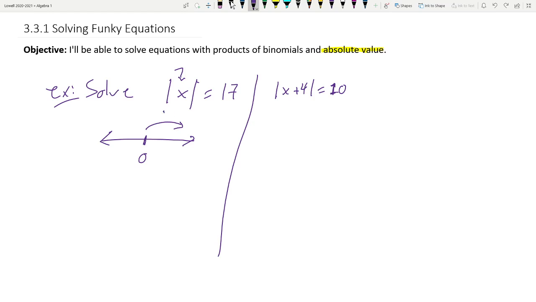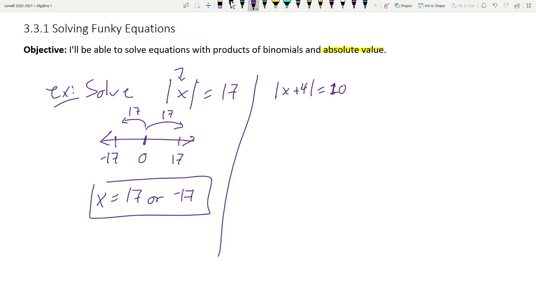I can go 17 off to the right side, and this would be positive 17. But another option would be to walk 17 units to the left side of 0, and that would be at negative 17. And so either of these would be answers. This would say that x is equal to 17 or negative 17, and you'd have two answers.